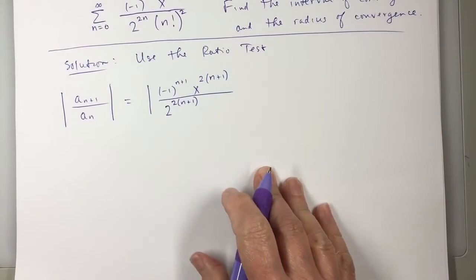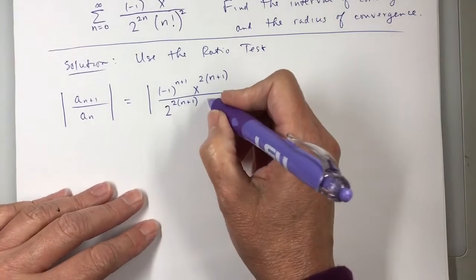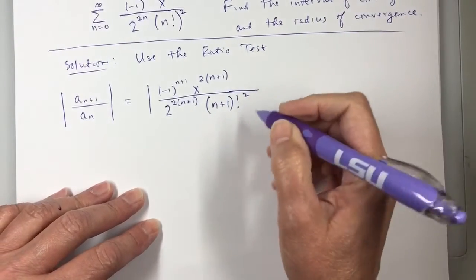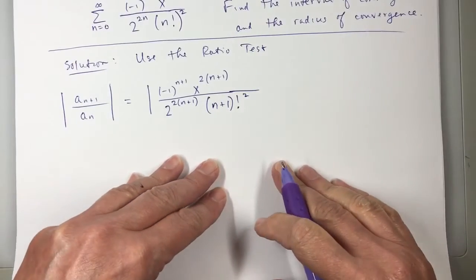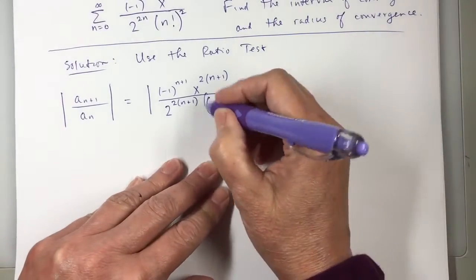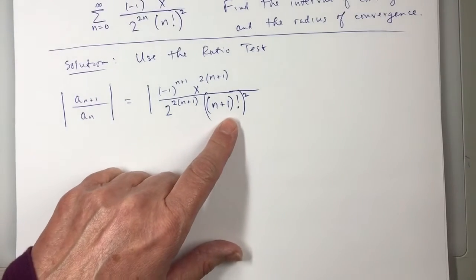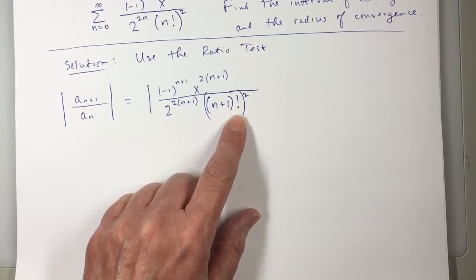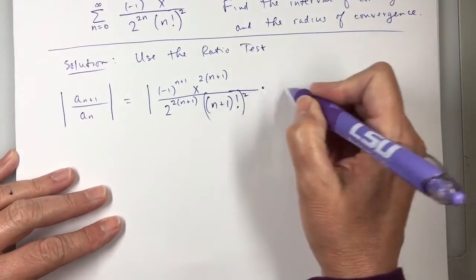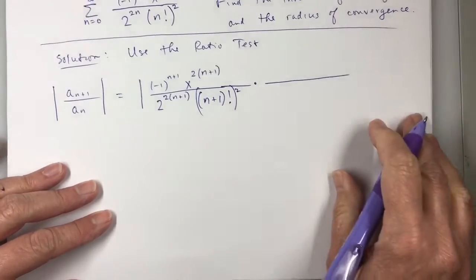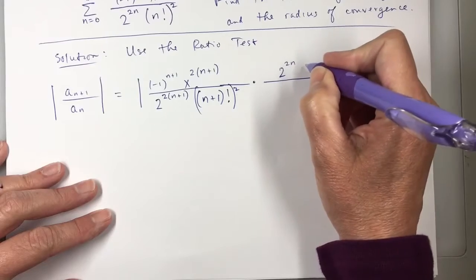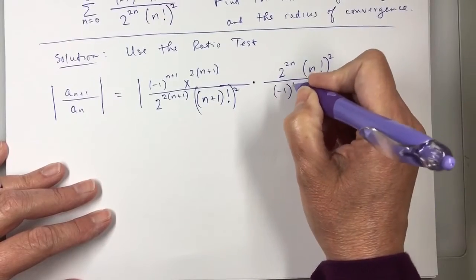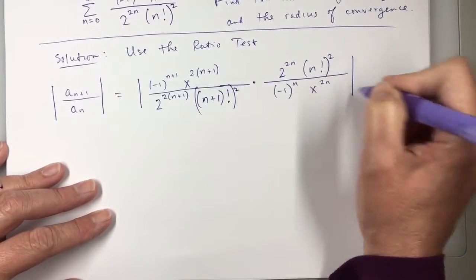Every n becomes n plus 1, and if n is being multiplied by 2, well, n plus 1 is multiplied by 2. And I put my factorial in the wrong place. I think I need it right there, as a matter of fact. I need n plus 1 in parentheses because it's n plus 1 factorial. So I put an extra set of parentheses in there for the square. So then times 2 to the 2n times n factorial squared, and then over (-1)^n times x to the 2n.